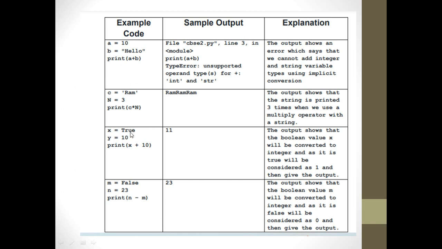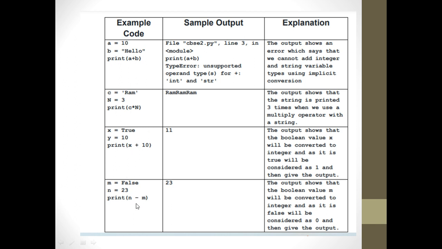If I have a boolean and a number, the boolean, if it is true, is taken as a 1. If it is false, it's taken as a 0. So it gets converted that way. True plus 10 will give me 11. So here by default, this x is getting converted into a number. Boolean is getting converted to an integer without the user typing anything.